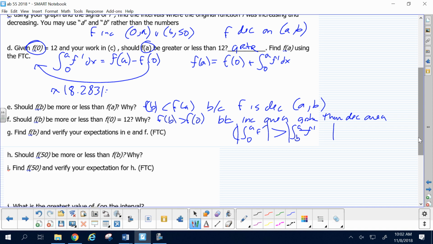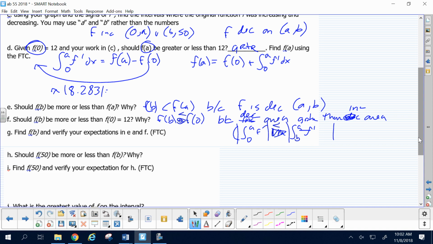So, let's go back and redo this. I feel like less because the decrease area is greater than the increase area. On an AP test, it would be obvious. Okay.